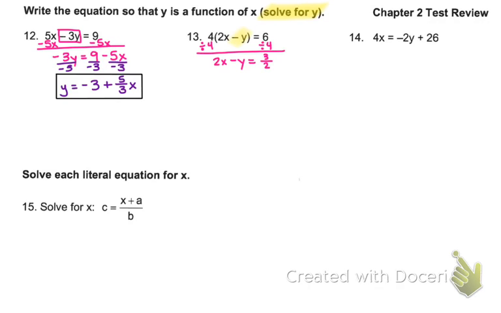Alright, so I still want to get my y by itself, so that means the 2x is going to move. Since it's positive, I subtract it. I have negative y equals 3 over 2 minus 2x. Again, not like terms, so we just write them next to each other.